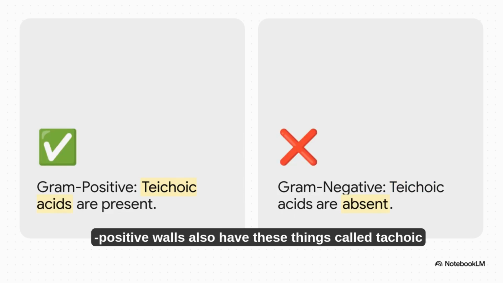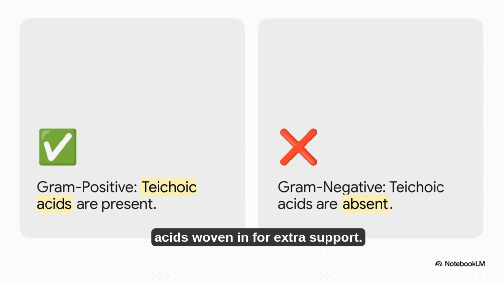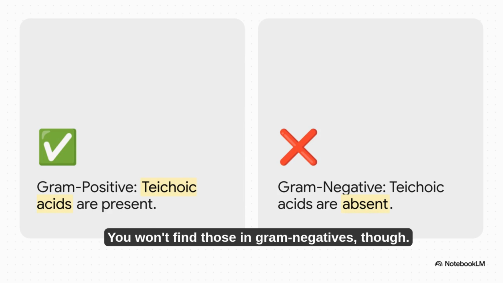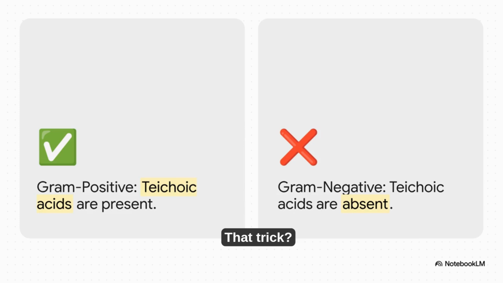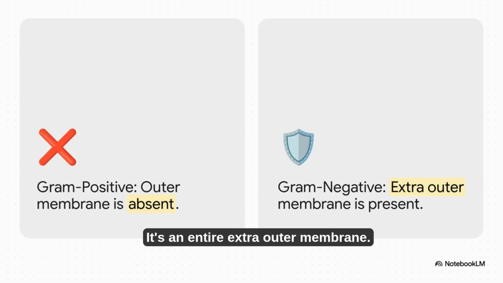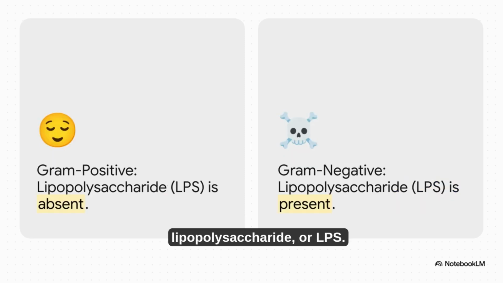Gram-positive walls also have these things called teichoic acids woven in for extra support. You won't find those in gram-negatives, though. They have a totally different trick up their sleeve. That trick is an entire extra outer membrane. Think of it like a second protective skin. And this outer layer contains lipopolysaccharide, or LPS. It's a seriously potent endotoxin.